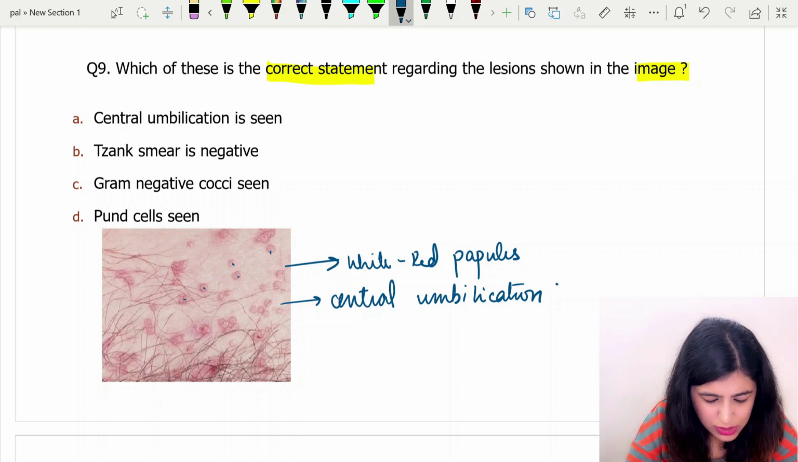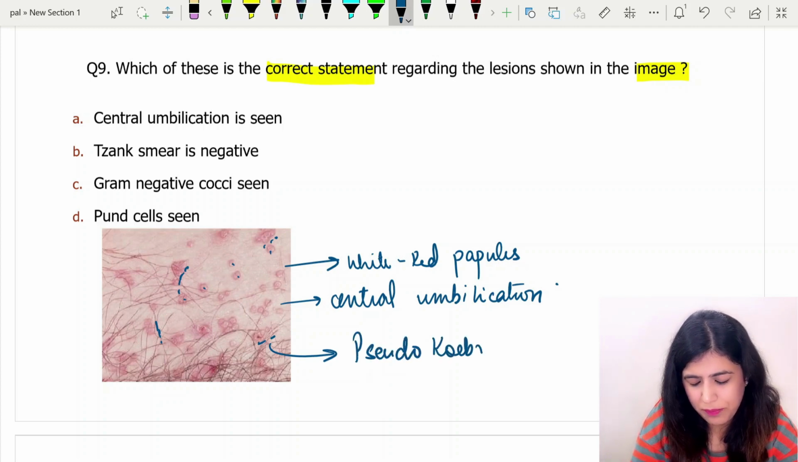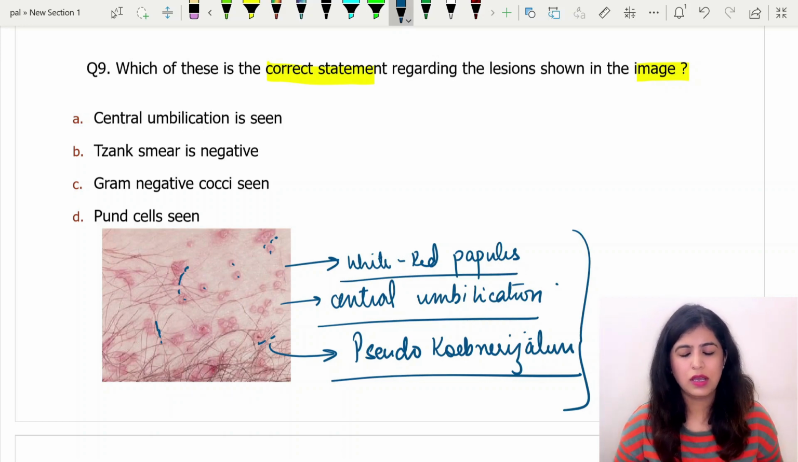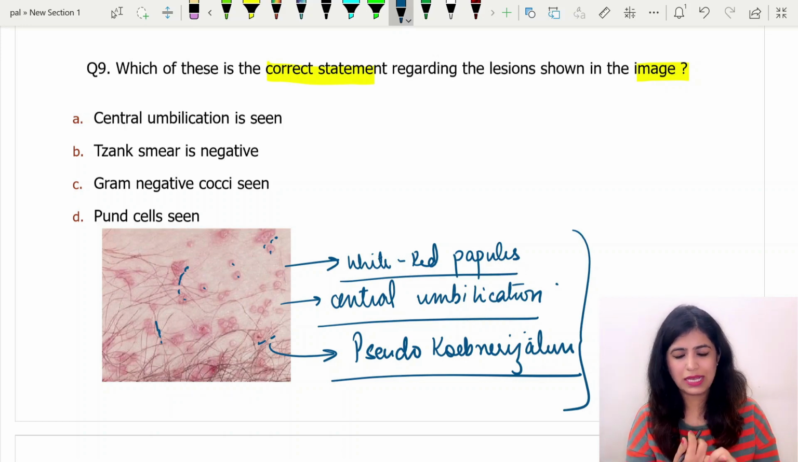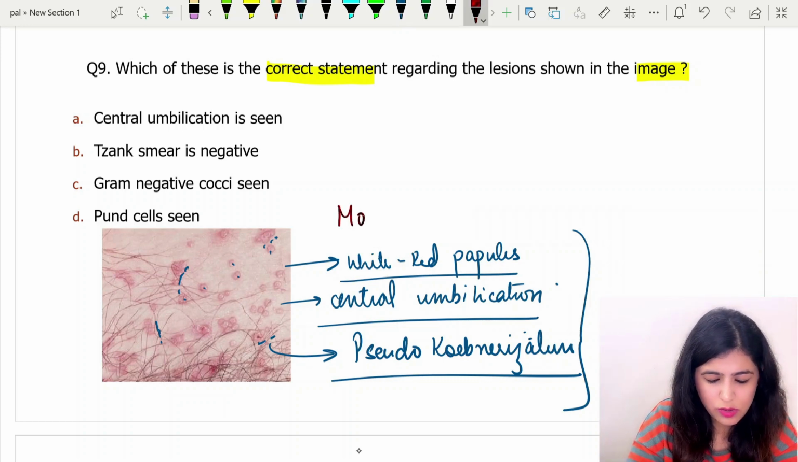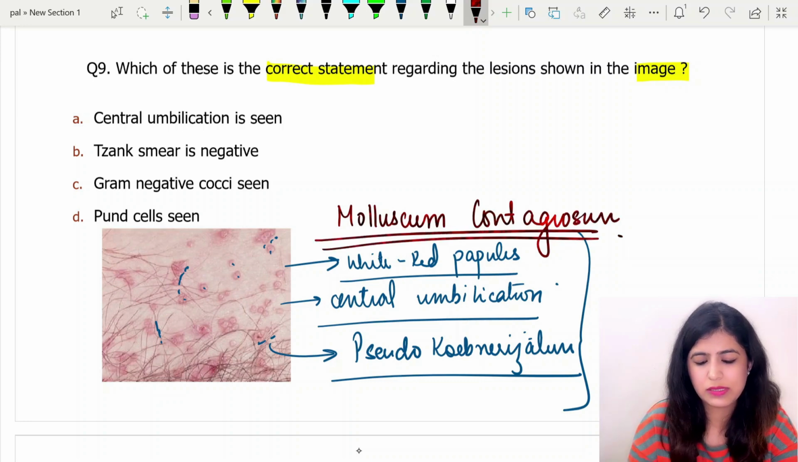Then with a little wishful thinking, I see that there are 3 lesions present in a line. Here again, a few lesions present in a line. So this is giving me the hint of pseudo-Koebnerization, where the lesions are present linearly along lines of scratching. These 3 together, what is the diagnosis? A papule which is whitish in color, has central umbilication, and shows pseudo-Koebnerization. The diagnosis here is molluscum contagiosum. Very easy to make this diagnosis. Very classical lesions of molluscum seen in the image here.